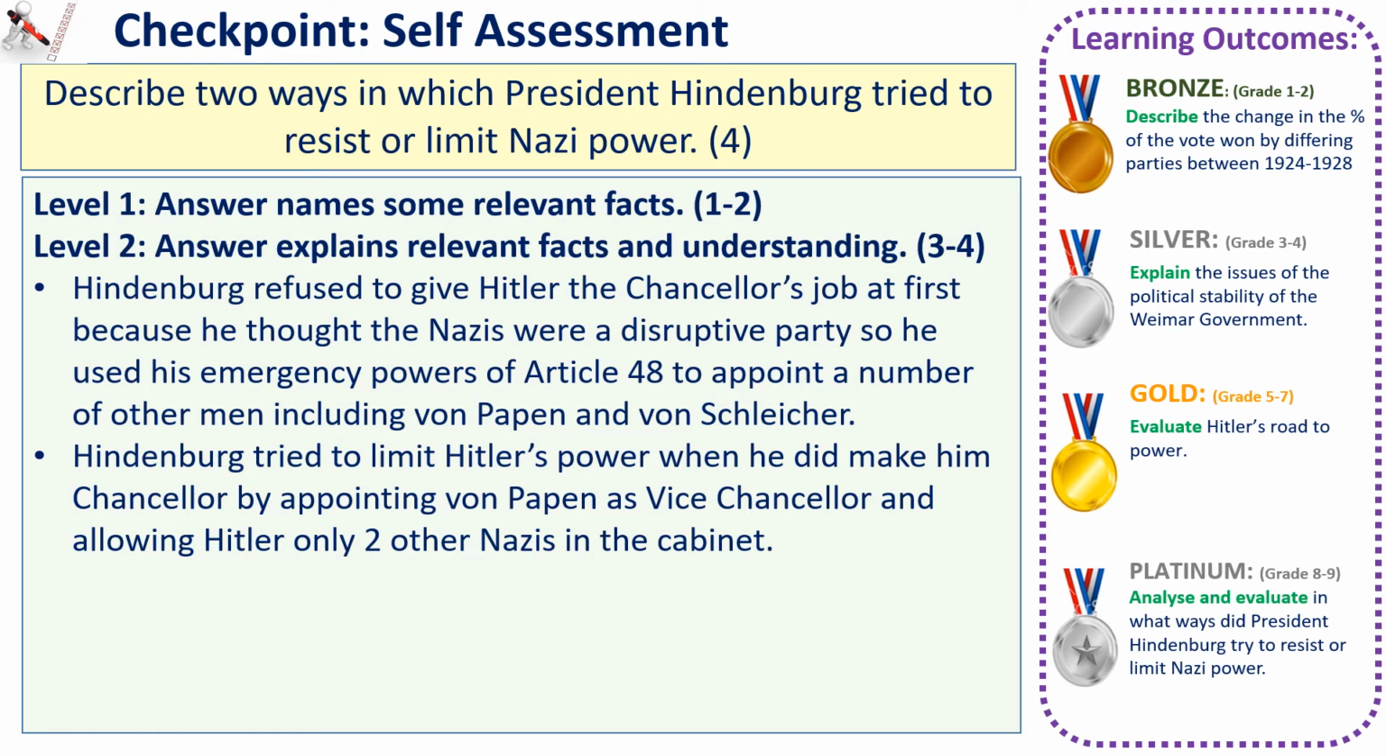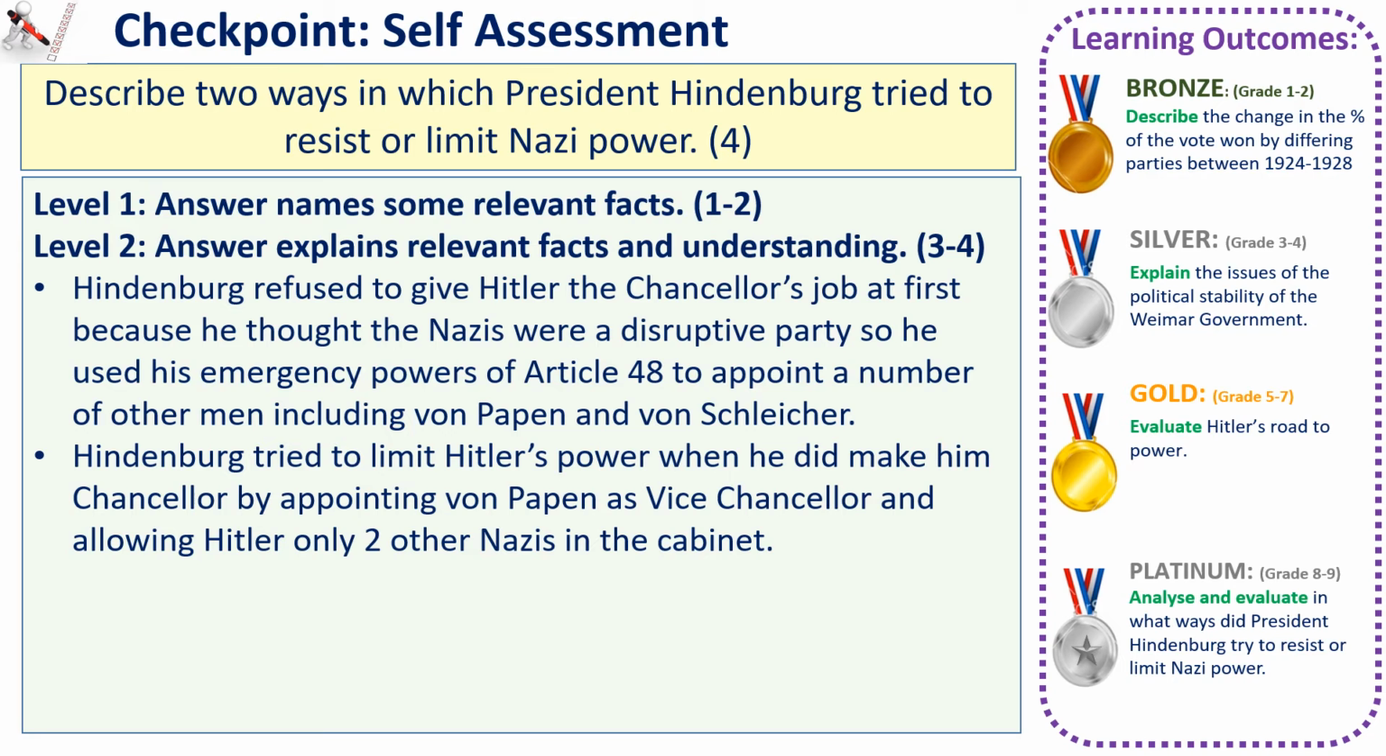A second way is Hindenburg tried to limit Hitler's power once he had become Chancellor. He gave him von Papen as Vice Chancellor, and he also allowed Hitler and the Nazis to only have two members in cabinet, meaning there would be fewer Nazis involved in important decision making. So that answer would get you your 4 marks.